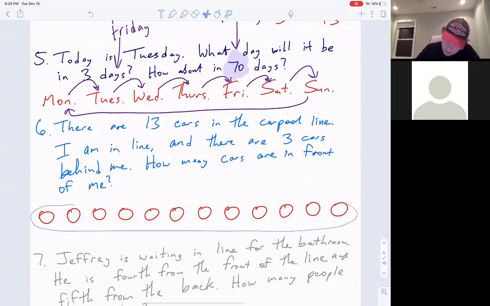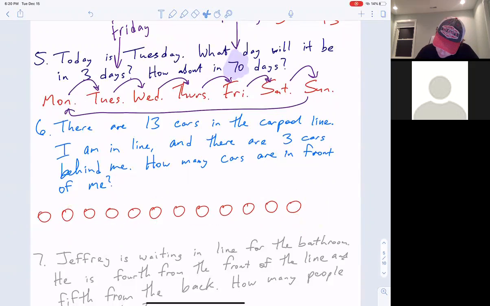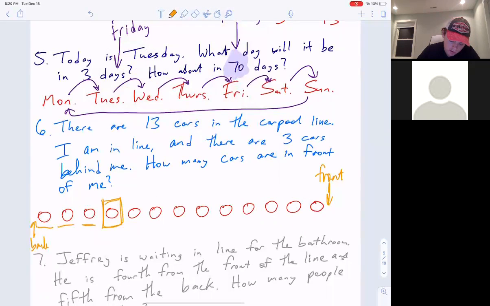Okay, 13 cars. And let's say that the front of the line is here. Okay, and I'm in line. There are 3 cars behind me. Okay, well, what we need to do then is go to the back of the line. And we know that if there are 3 cars behind me, those cars are the ones at the back of the line. So 1, 2, 3 cars behind me.